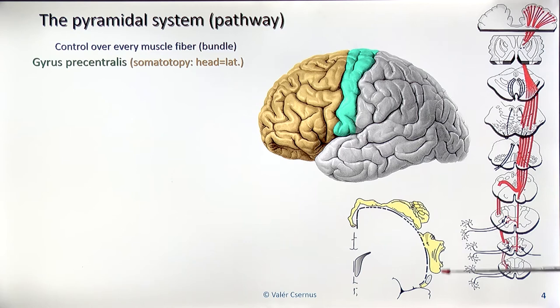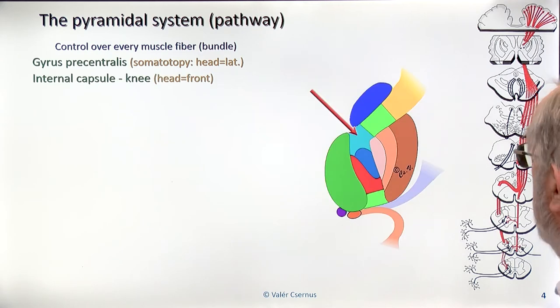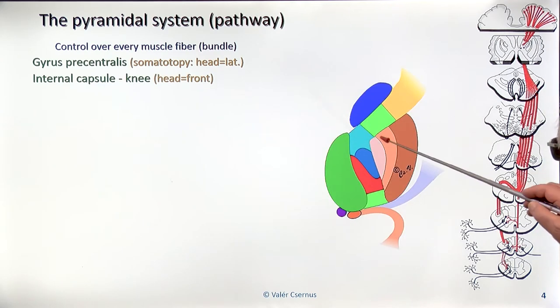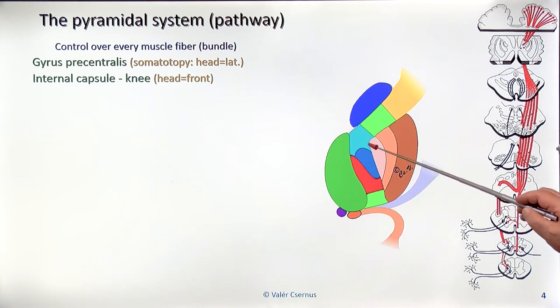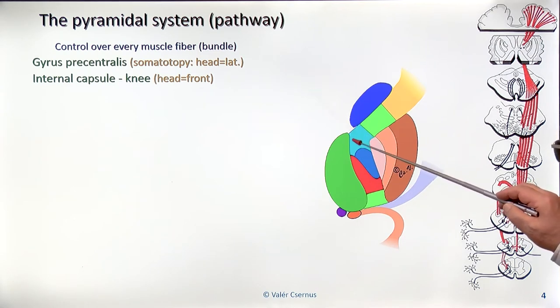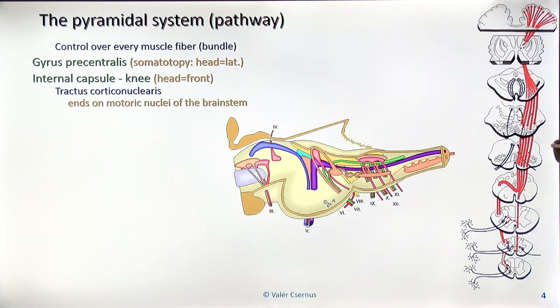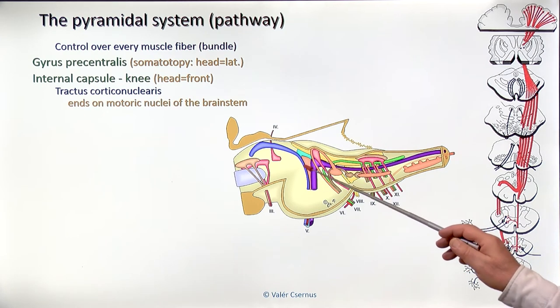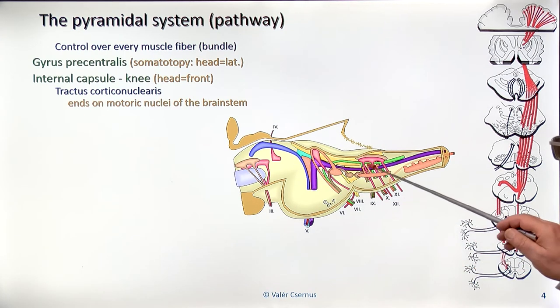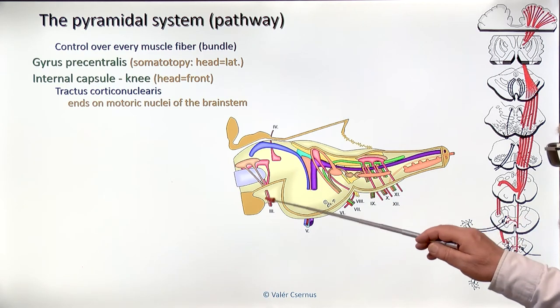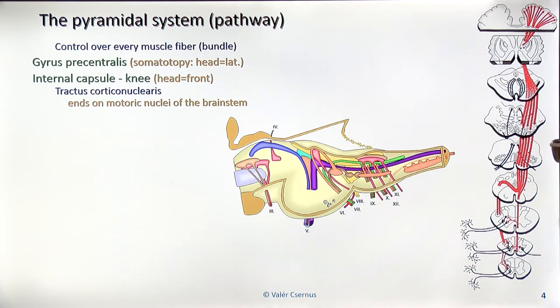You studied in detail the somatotopy: the head is on the lateral side and on the medial side, the tail part of the body. The fibers run down, and in the internal capsule, they take the knee. The anterior part is, in this case, in front, and the lower part of the body is in the back. The upper part of the body is controlled by the motoric nuclei of the brainstem, and in this picture, the red and the orange nuclei are those. Hopefully, you identify them.